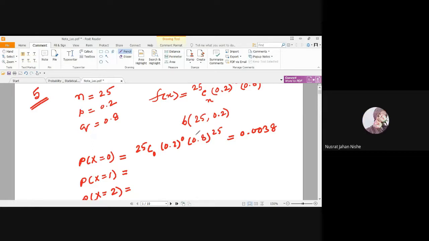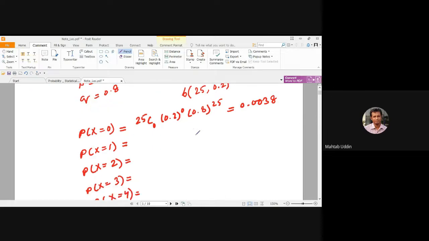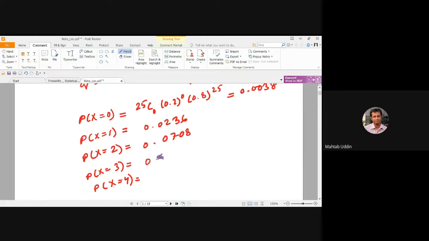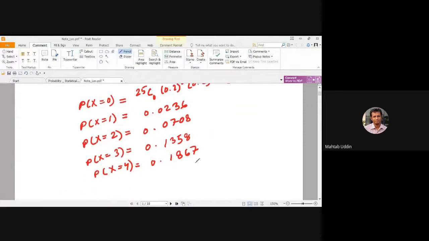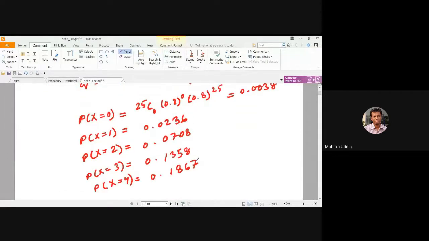Yes, sir. Similarly, when you put x equal to 1, 2, 3, 4, you will get 0.0236, 0.0708, 0.1358, and 0.1867. We have taken the probabilities from x equal to 0 to x equal to 4.